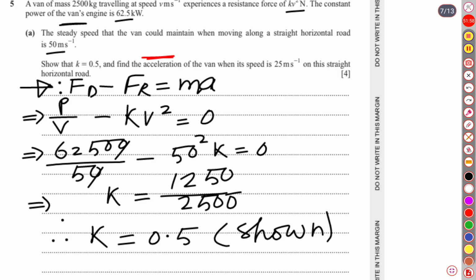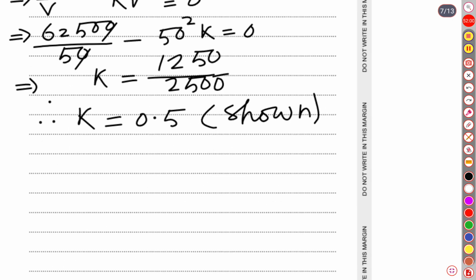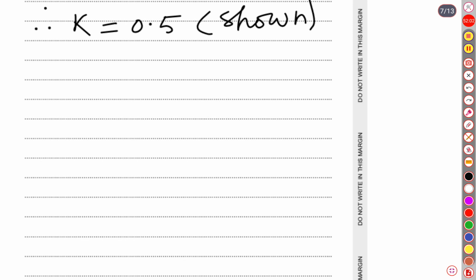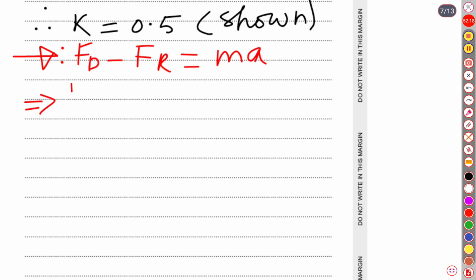So for acceleration we are going to apply the same concept. It is still moving in the horizontal direction, so driving force minus resistance to motion is equal to mass times acceleration. As there is acceleration, driving force is equal to P over V minus resistance to motion, which is 0.5 V squared.